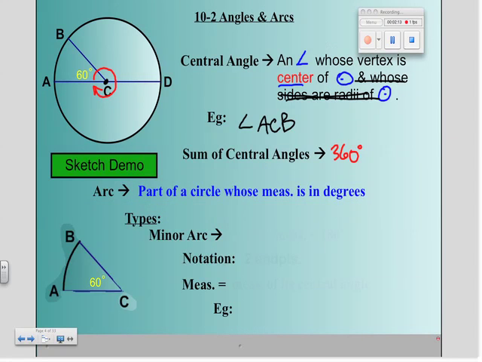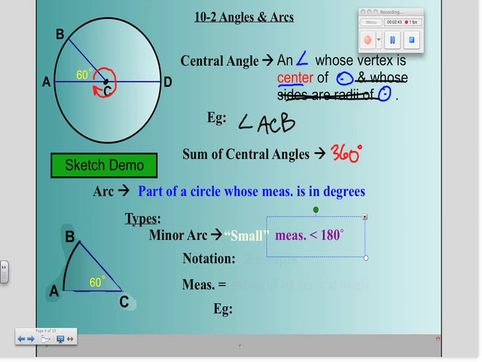And there are three types of arcs. The first one is a minor arc. And the word minor, looking at its contextual clues, means small. And if we're talking small, we're talking lesser, as in less than 180 degrees. So the measurement of a minor arc will always be less than 180 degrees.